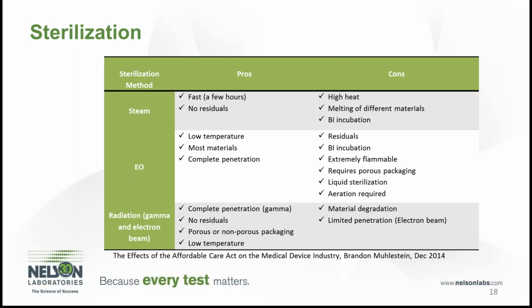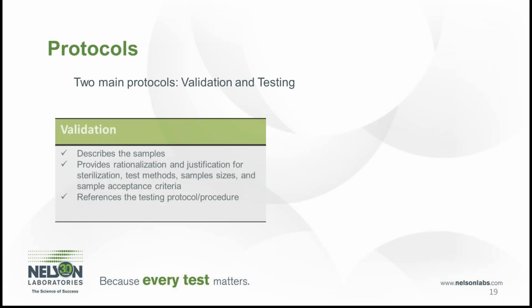Radiation, specifically gamma radiation, is awesome because it has complete penetration. Electron beam has limited penetration, but they don't have residuals and they have lower temperature. But on the flip side, they do have material degradation because you're irradiating the samples.